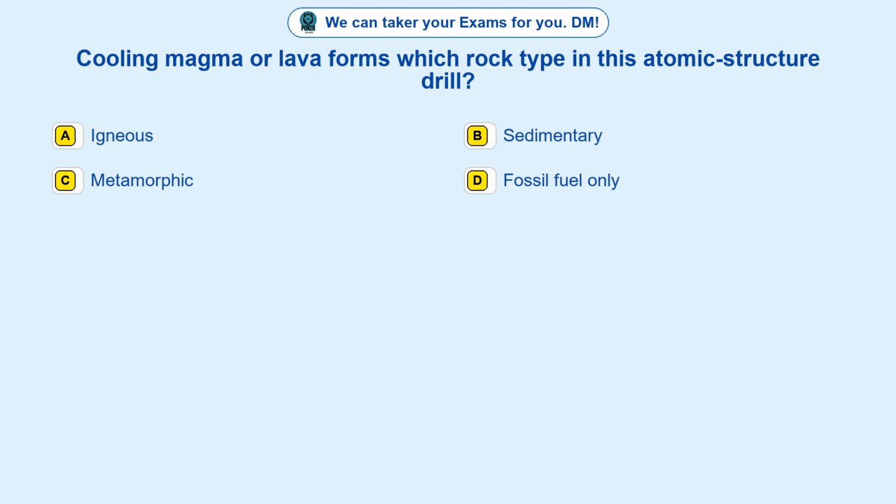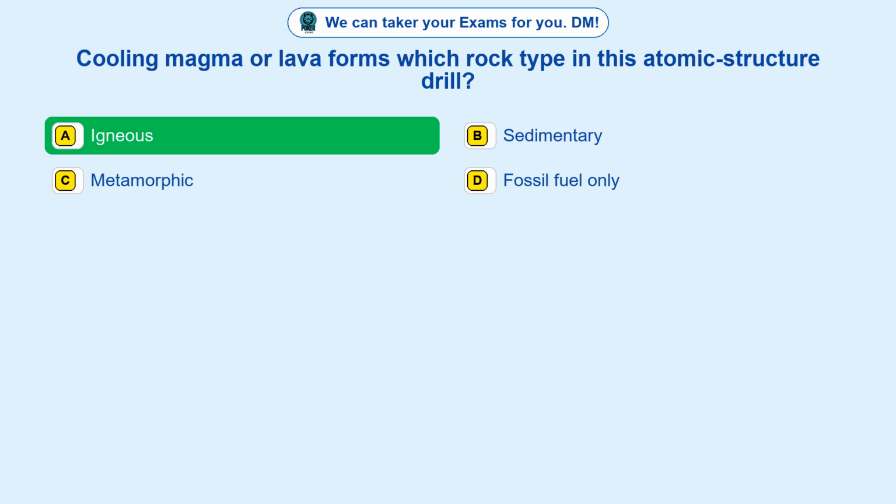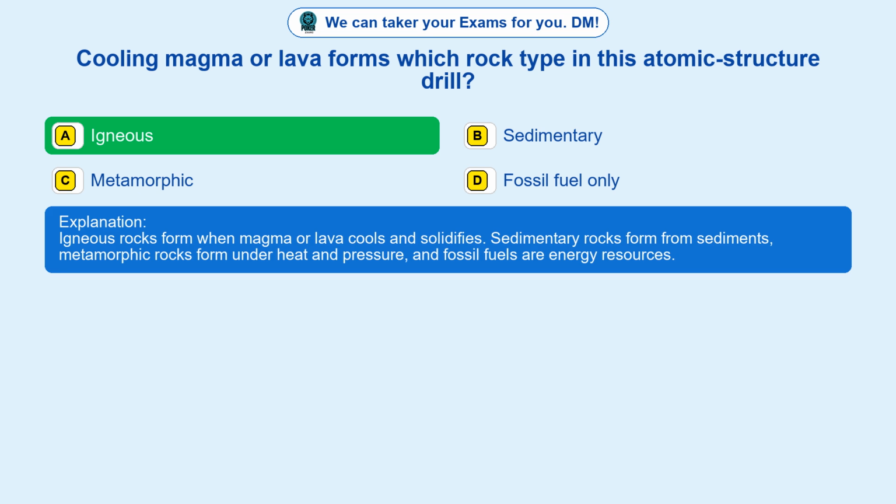Question 84. Cooling magma or lava forms which rock type in this atomic structure drill? Option A, igneous. Option B, sedimentary. Option C, metamorphic. Option D, fossil fuel only. The correct answer is option A. Igneous. Igneous rocks form when magma or lava cools and solidifies. Sedimentary rocks form from sediments, metamorphic rocks form under heat and pressure, and fossil fuels are energy resources.